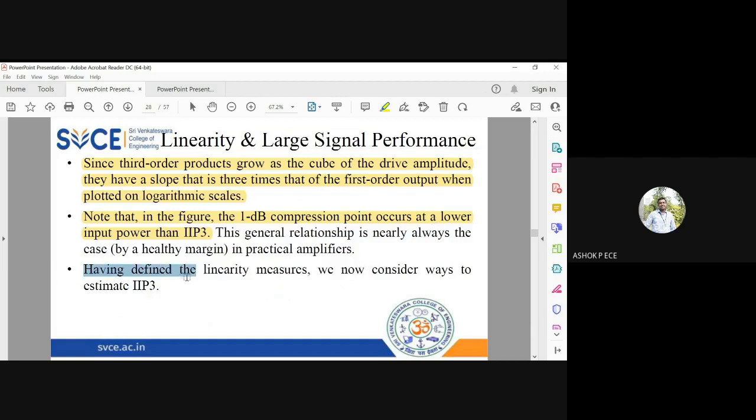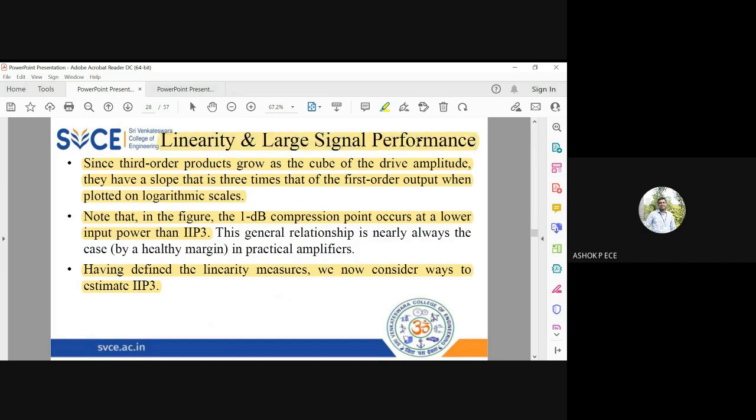Having defined the linearity measures, now we'll consider ways to estimate IIP3. So now from the graph, it is very clear how to find IIP3 for LNA. Now we have to go for ways how we can estimate IIP3 for an amplifier.